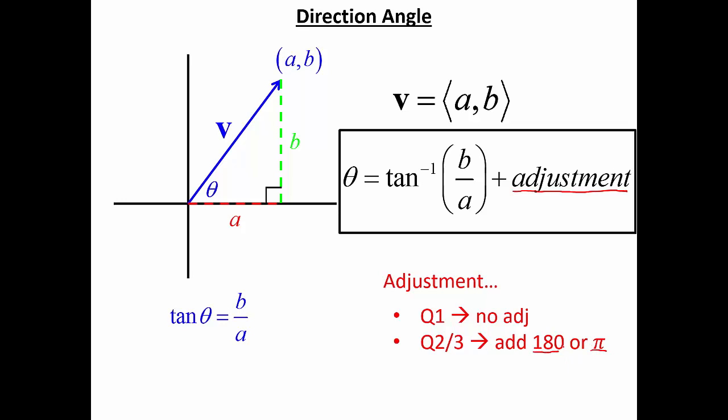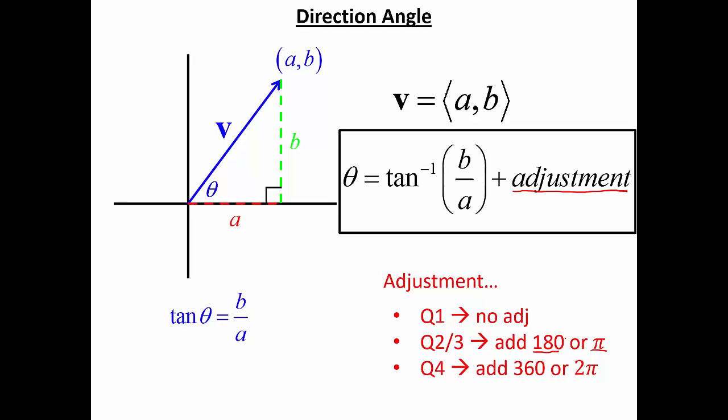Depending on what mode you're working in, what the directions tell you to do, make the appropriate adjustment. If you're in radians, don't add 180, add pi. If you're in degrees, don't add pi, add 180. And in the fourth quadrant, 360 will be the adjustment. If I'm in the fourth quadrant, it's 360.